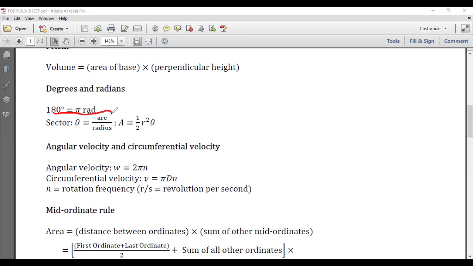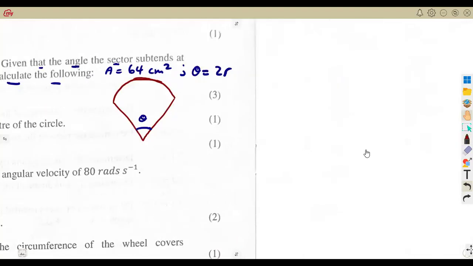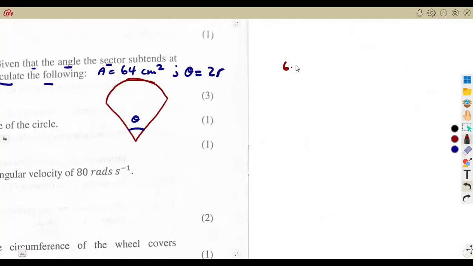This is the part of a sector. The area is equal to half r squared theta. There's a formula there. All right, let's take that formula because it represents the area, the one that we are given. All right, that's 6.21. Remember, you need to calculate the radius. You do not know the radius, but you are given that the area is equal to half r squared theta.